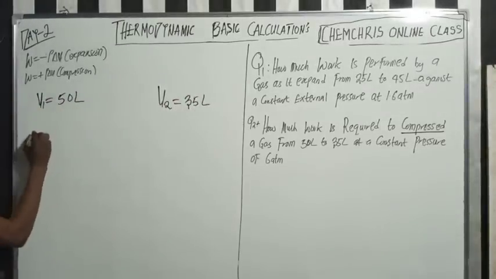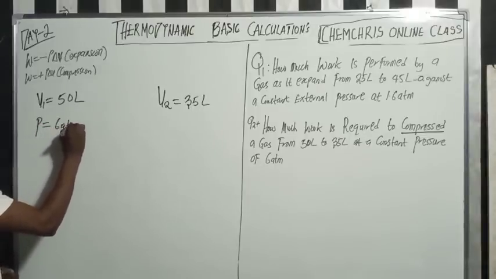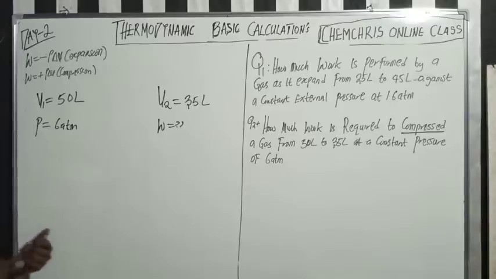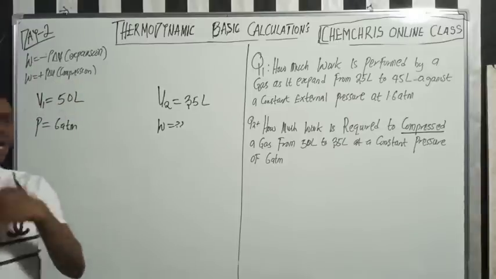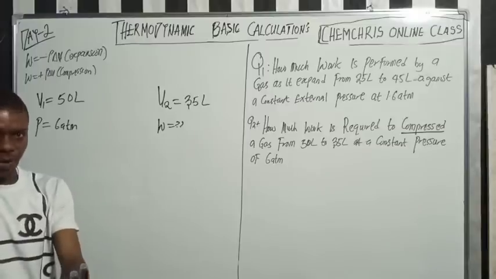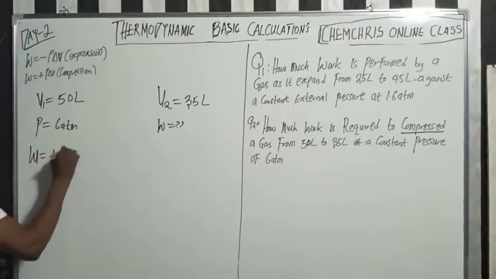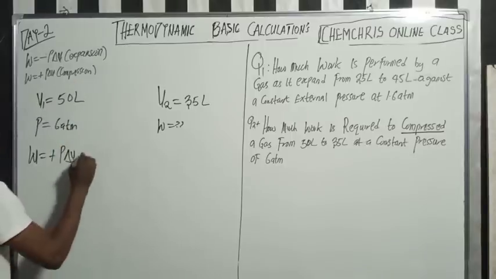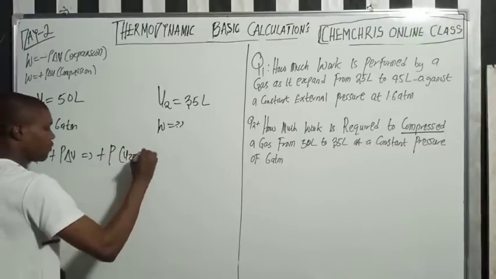My pressure is 6 atm. Then my work done. Because they say compression, many people will use this formula. But let's use it from here and see if our work will be positive in the final answer. W equals plus P change V, because they say compression. So we are going to have plus P times V2 minus V1, right?